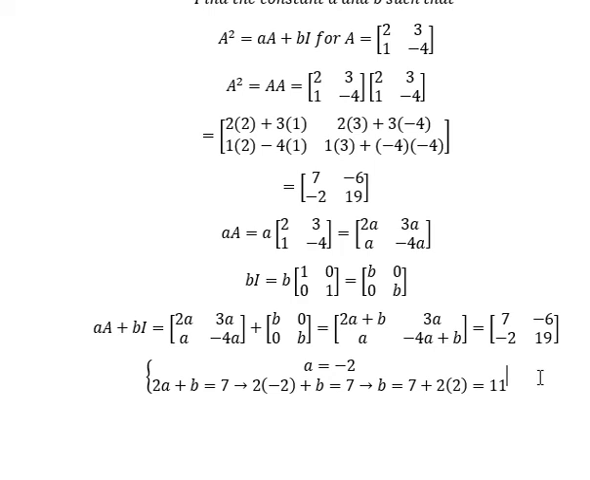And we got the final answer. So a equals negative number 2. B equals 11. And this is the final answer. This is the end.